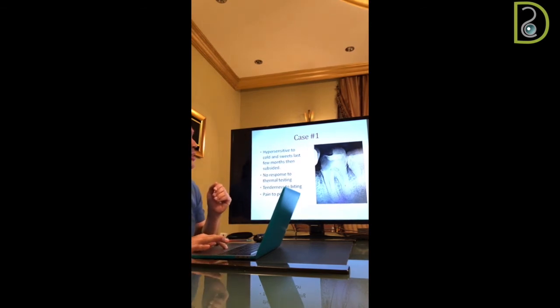This case has hypersensitivity to cold and sweet. It lasts a few months, then subsides. That means he had very severe pain, then suddenly the pain subsided. No response to thermal test, tenderness to biting, and pain on percussion. So every statement here has some definition or description in our mind. If the patient has sensitivity and pain and it suddenly subsides, this means the pulp was maybe vital and suddenly became necrotic.